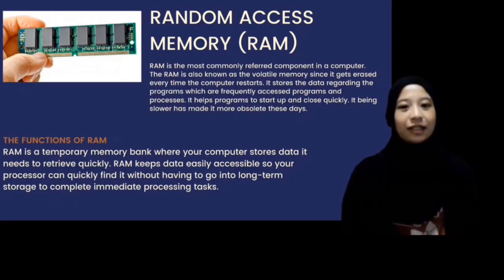After that is random access memory, RAM. RAM is the most commonly referred component in a computer. The RAM is also known as volatile memory since it gets reset every time the computer restarts. It stores the data regarding programs which are frequently accessed programs and processes. It helps programs to start up and close quickly. Its being slow has made it more obsolete these days.